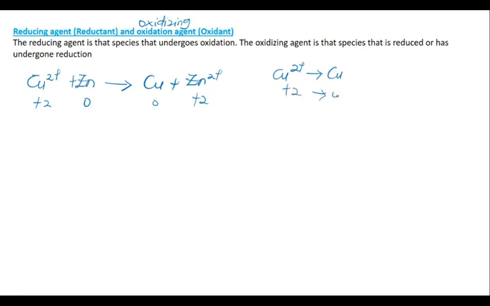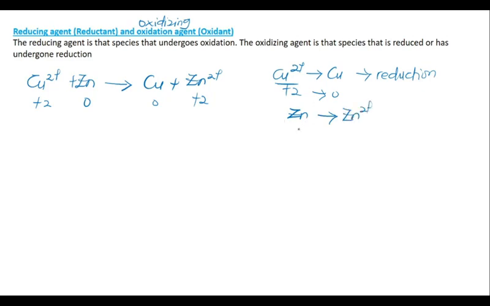So we have plus 2 to 0, which means the oxidation number has reduced. So this is reduction. Reduction has occurred over here. Because reduction has occurred, it means Cu2+ is the oxidizing agent. I repeat, Cu2+ going to copper, so we have oxidation state of plus 2 to 0, which means this reaction is reduction. Because this reaction is a reduction, it means the Cu2+ is an oxidizing agent.